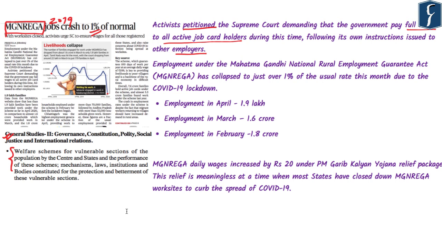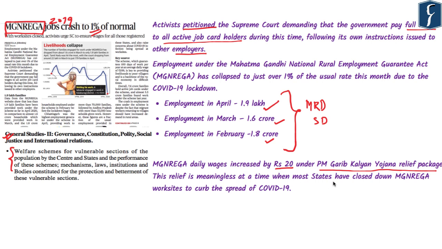The article puts out data showing that job creation under MGNREGA is gone. Data taken from the NREGA website shows that employment in April so far is only 1.9 lakhs. In the previous month of March, it was 1.6 crore, and in the month before that, in February, it was 1.8 crore. All this has happened despite the fact that migrant laborers have gone back to the villages, which was expected to increase the job demand, and the Ministry of Rural Development has given a directive to the states asking them to continue with this scheme with the practice of social distancing. And the Pradhan Mantri Garib Kalyan Yojana relief package also announced that there will be a hike in the wage of NREGA by rupees 20.